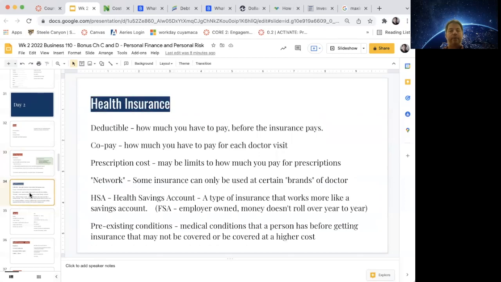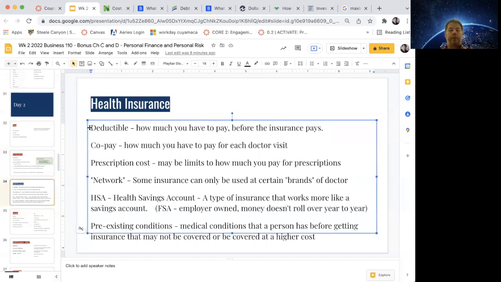Next one is health insurance. Now, this first slide, we're going to look at just some of the definitions and keywords for health insurance. And some of these apply to other insurances as well, but they're kind of specific to health insurance. But the first one is deductible. It's basically how much you have to pay before the insurance pays. Okay, we'll look at an example in a minute.